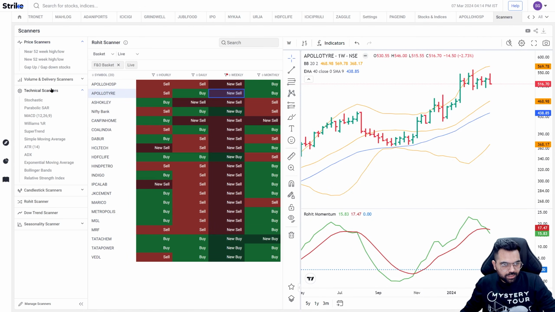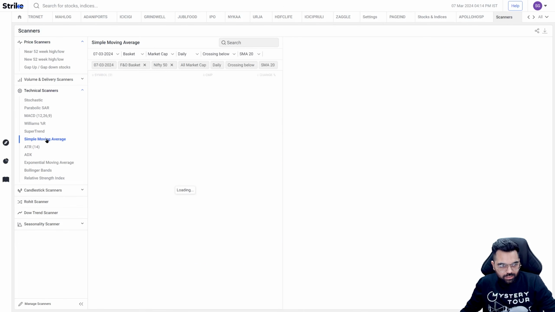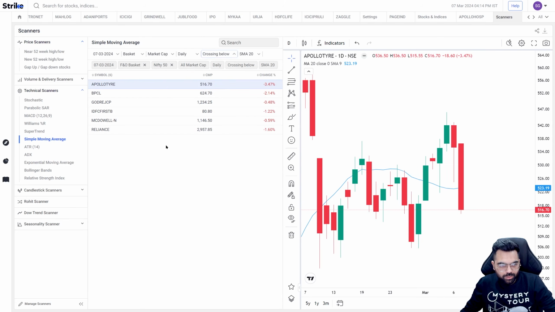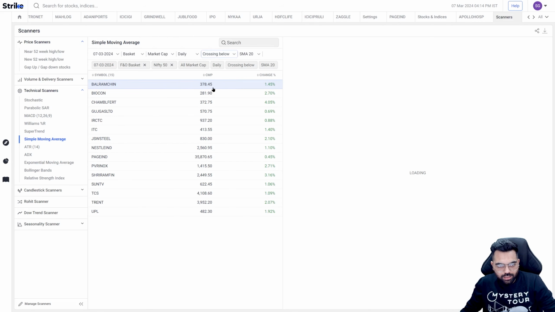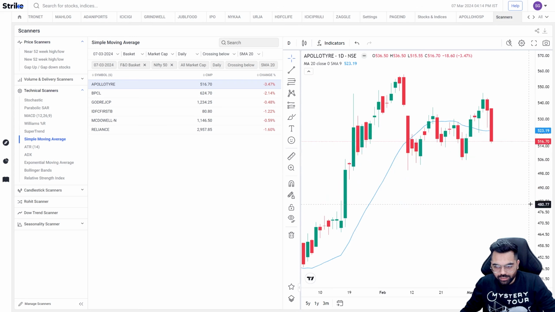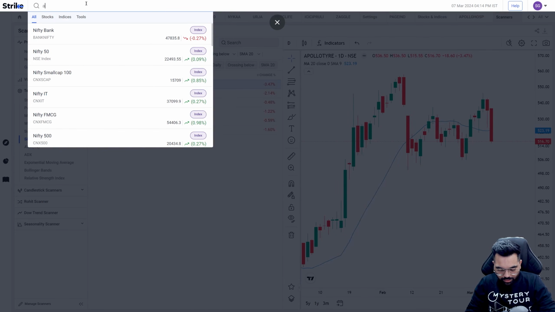One more scan that I usually do is whether or not stocks are breaking above or below the 20-day average. I usually look at all the charts which are breaking above or breaking down below a certain average, and I mostly use the 20-day average. Now when I see the crossing below 20-day scanner, here also I happen to see the same name. So that is how I chose this stock for today's video, and I'm going to look at it in detail in the stock section.